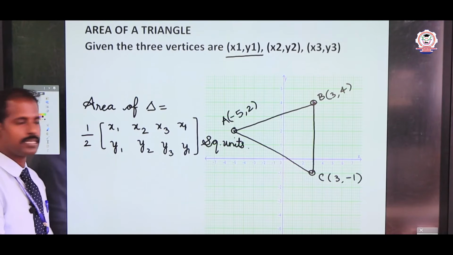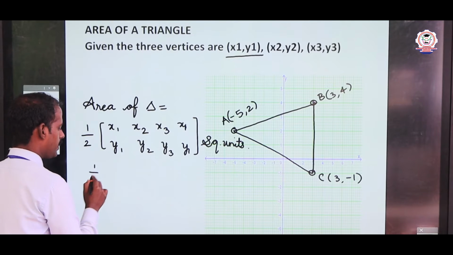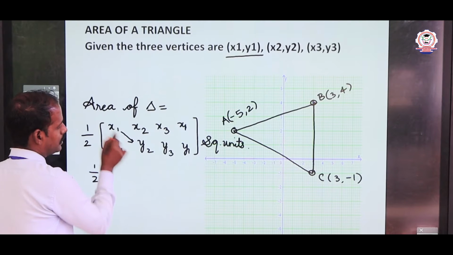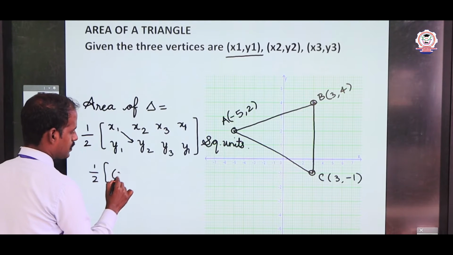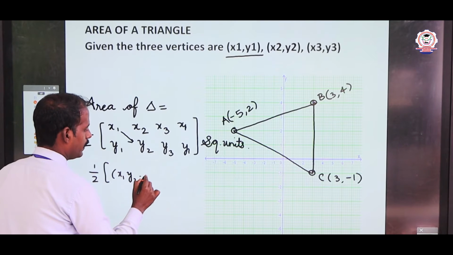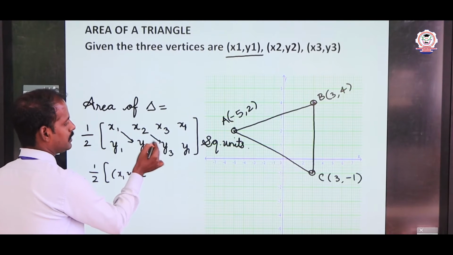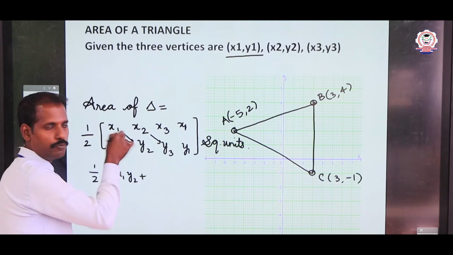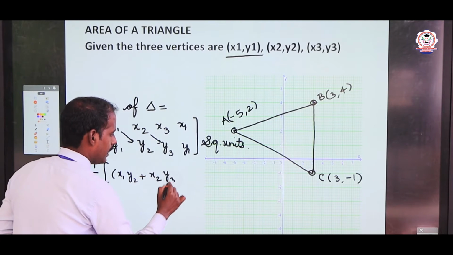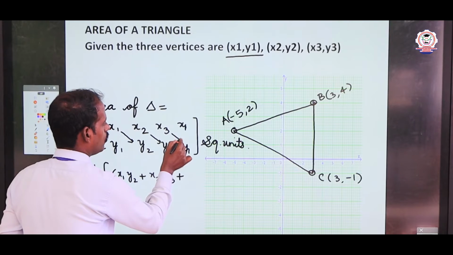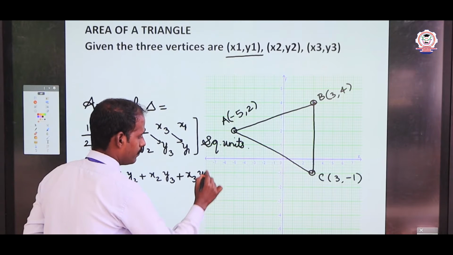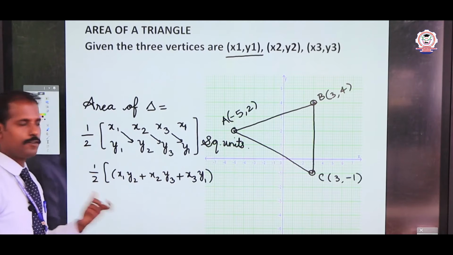Next, the processing. What does the processing mean? We can write 1 by 2. So upward to downwards, x1 into y2, that is the first product. So x1 y2, then plus next x2 into y3, upward to downwards. So you have to multiply x2 y3, and next one x3 y1. This is the first part.